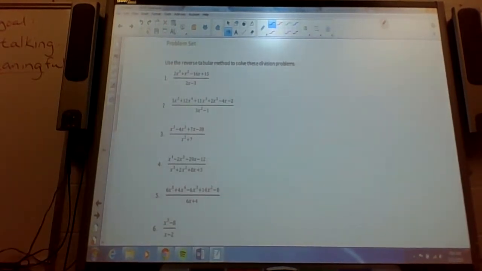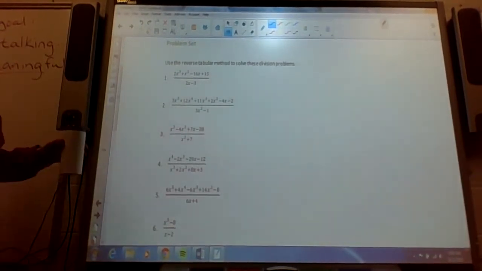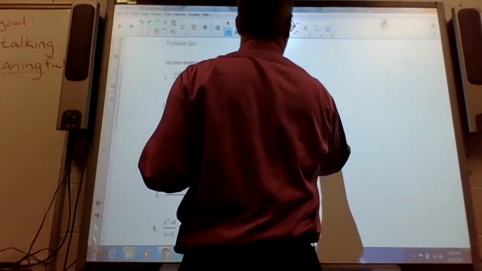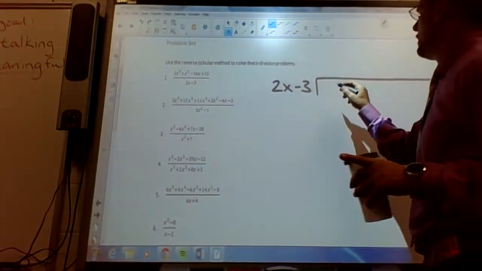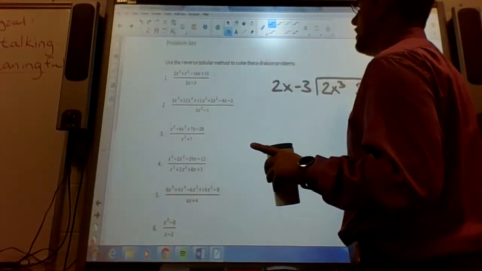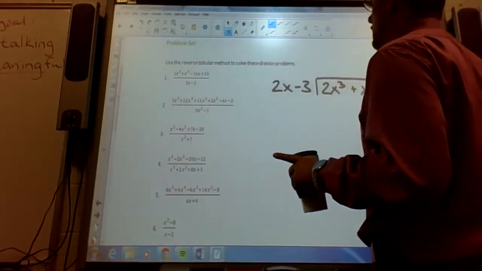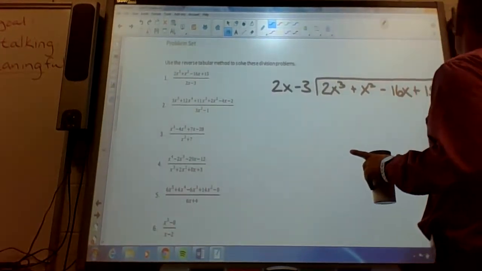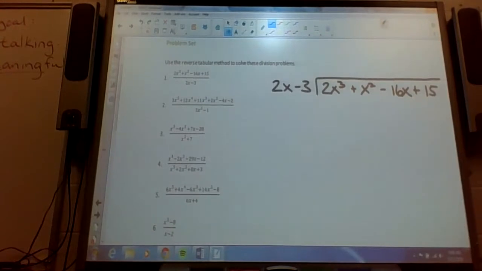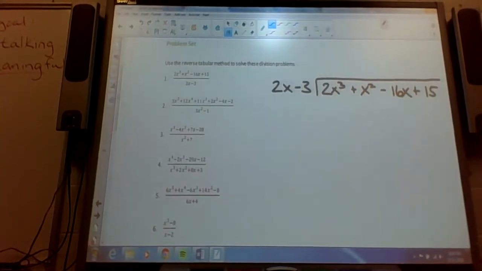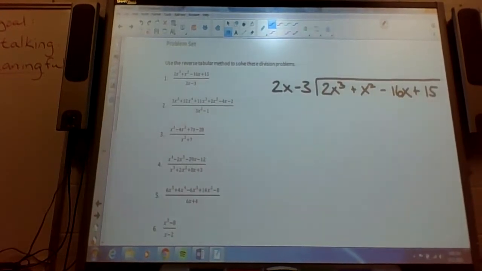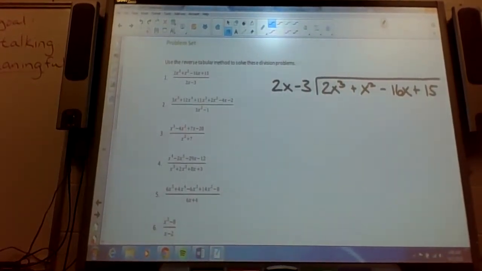And the question here is, I'm going to do it here, but I want you guys to have it on a separate sheet of paper. 2x cubed plus x squared minus 16x plus 15. Which is the same as number 1 of the problem set.